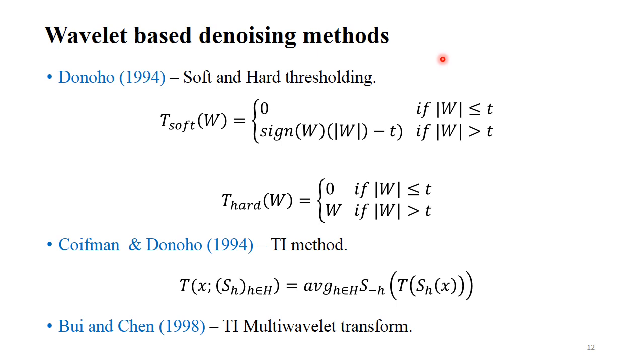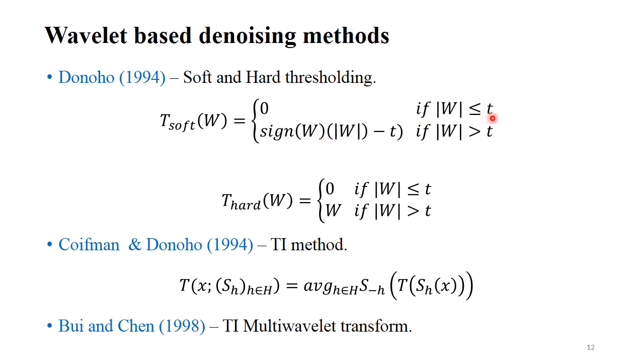Now coming to the details of the literature review. A pioneering work in wavelet-based denoising was proposed by Donoho. He proposed soft and hard thresholding. Soft thresholding is defined as a kill or shrink process. What does it mean? First, the kill process.